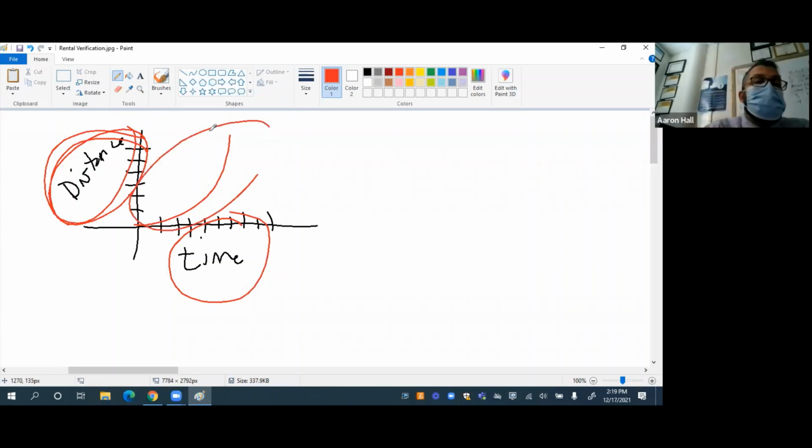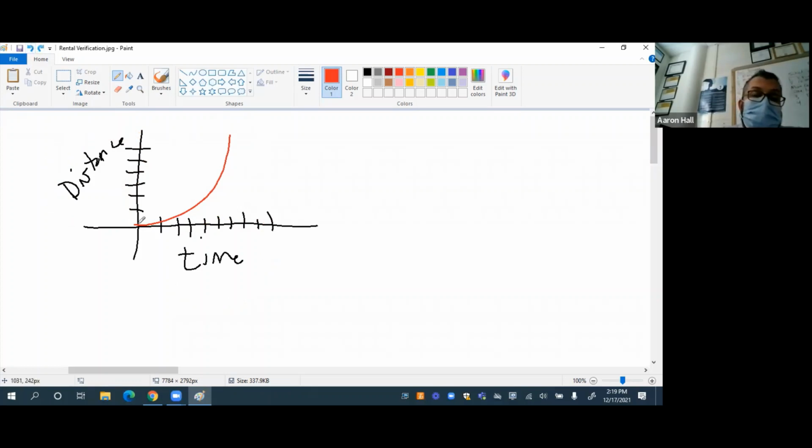How do we interpret what's happening here on this graph? We can see that as time continues, what happens to the distance? It increases as well. At first it's increasing slowly. The distance is increasing slowly, but what happens over here? The distance increases a lot faster, a lot faster.